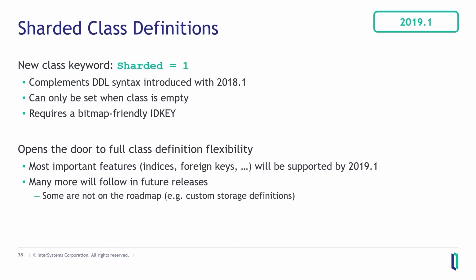Now we're going to open the floodgates and allow you to just use a simple keyword in the class definition that says this class is going to be sharded. And we're going to gradually add support for all of the other wonderful object features that are available in class definitions. That's a very interesting opening up of a lot of capabilities.